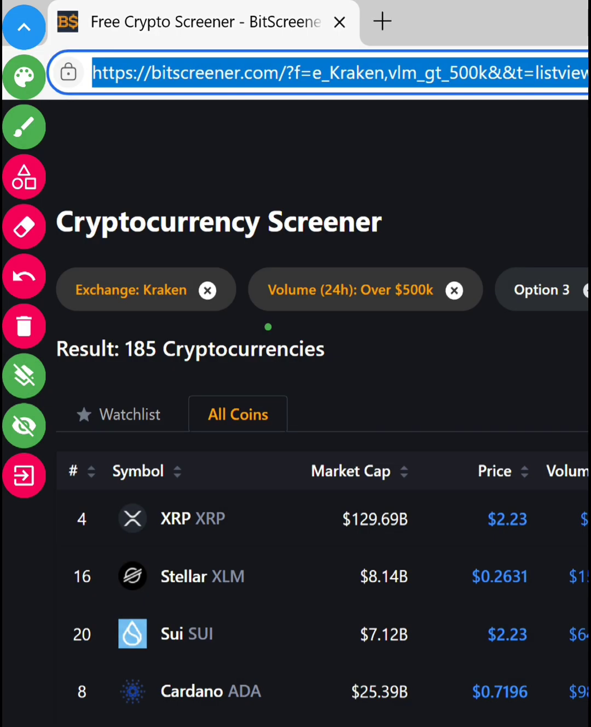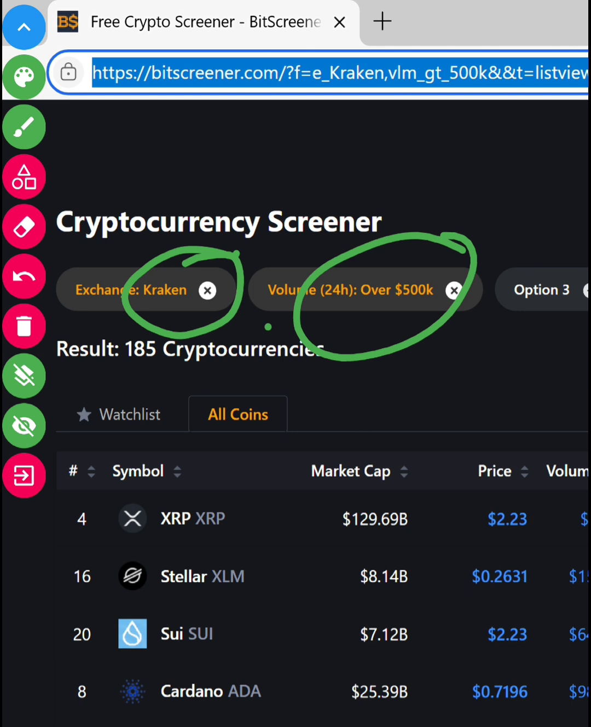Okay. So what I've done on this thing is I've chosen Kraken because that's the exchange that I use. As an American, I don't have access to my really favorite exchanges like Binance, except for US Virgin, which sucks. So I set that for Kraken. I set volume over 500K. You always want a volume maybe 20 times whatever you're going to invest. That's not a bad way to go.